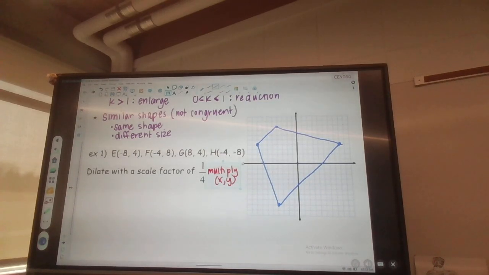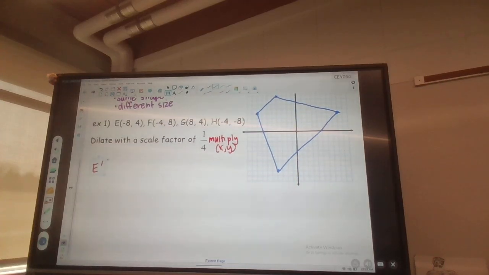So I basically am going to write my new coordinate points. And remember yesterday we talked about it, just rather than calling it something other than E, they call it E prime. So it's E with like a little apostrophe, or almost looks like a first power. And I'm multiplying that by 1/4. So I'm basically taking 1/4 of all of these. So 1/4 of -8 would be a -2, basically dividing it by 4. 1/4 of 4 would be 1.